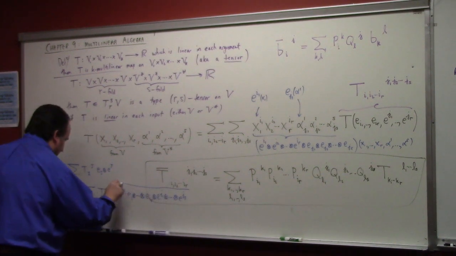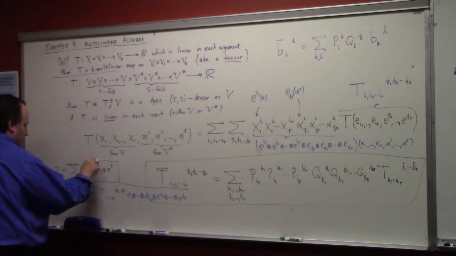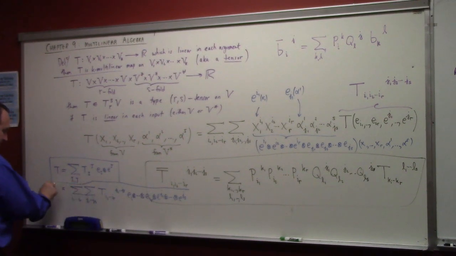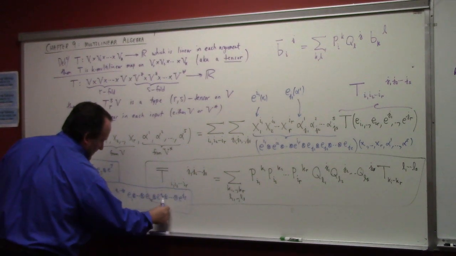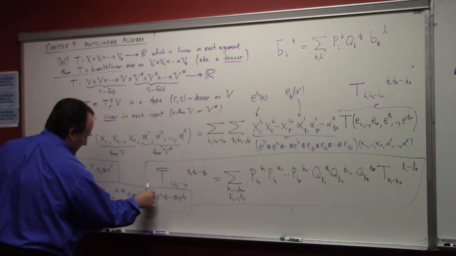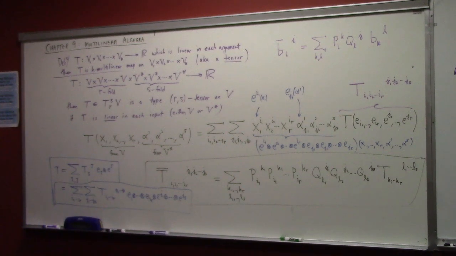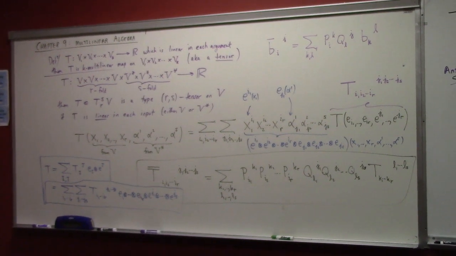But there you go. That's how we can, either using the multi-index notation or just using the plain component notation expanded out in gory detail, build an arbitrary tensor from the tensor product of vectors and their dual vectors. Okay, that's what's going on there.